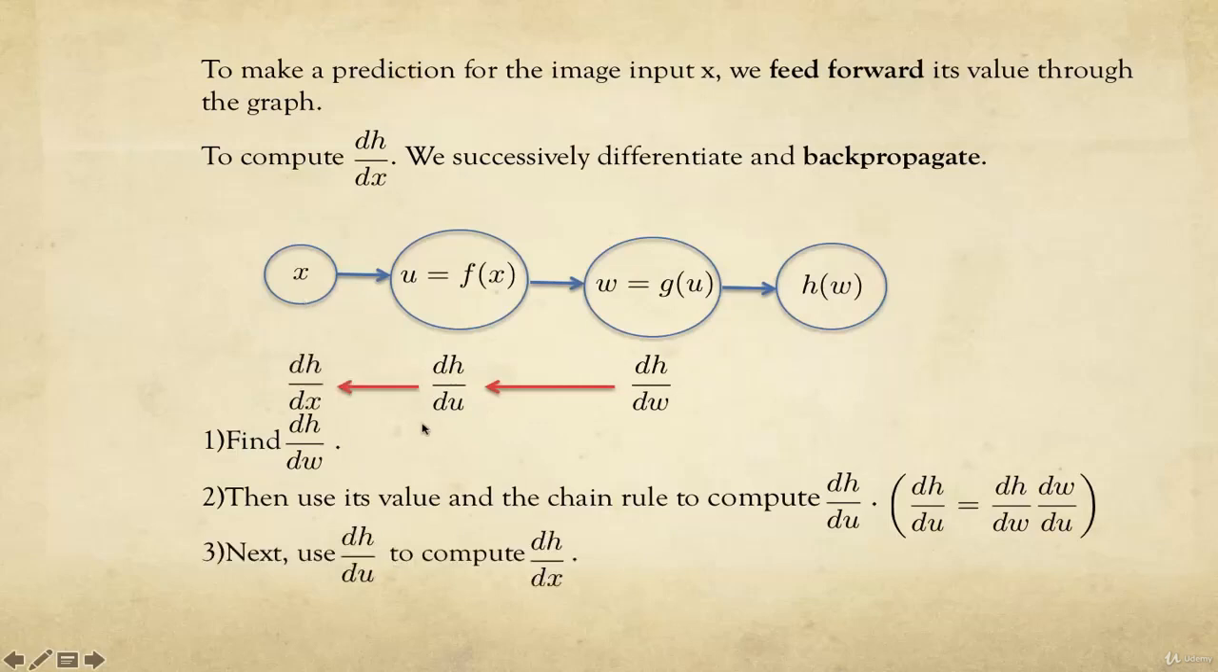So we use dh/du to compute dh/dx. Again, this is another application of the chain rule. So this is why this is called backpropagation. We differentiate the last variable in terms of the previous, use that to find the derivative of the last variable in terms of the previous step, and keep going back until we get back to the first variable.